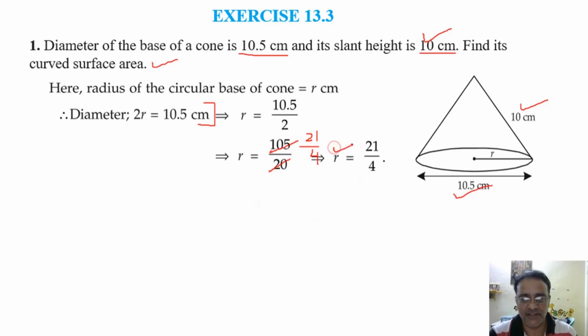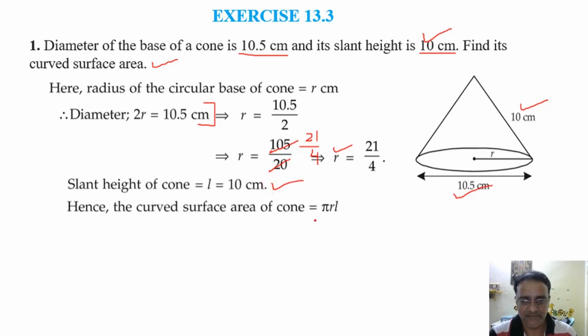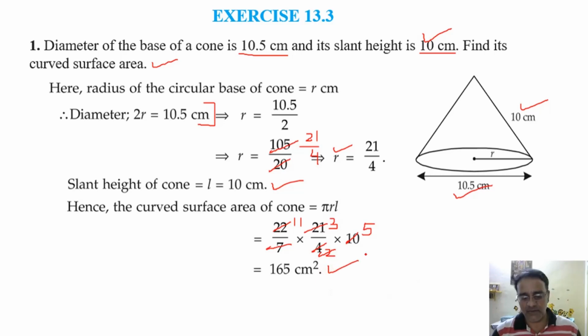Now we are using this radius. The curved surface area formula is pi r l. Slant height is already given. Now we'll substitute the values: 22 by 7 into 21 by 4 into 10. The 7s cancel, 22 divided by 2 gives 11, and then the 4 and 10 can be cancelled by 2. So finally what we are getting? 11 into 3 into 5, so 165 centimeter square. Any doubt in this one? No, sir. Okay.